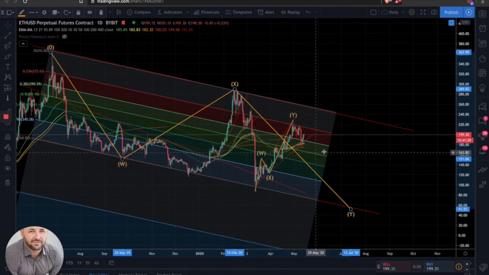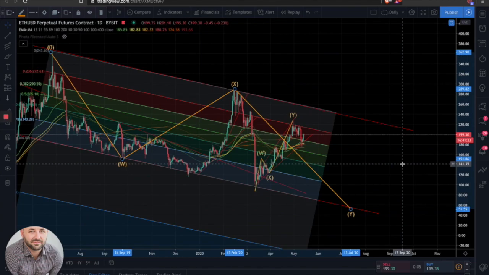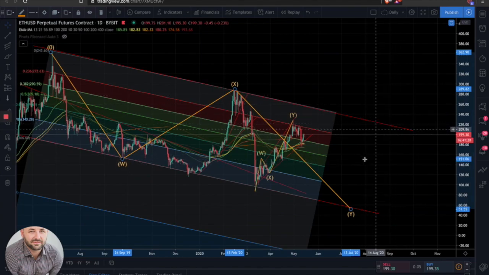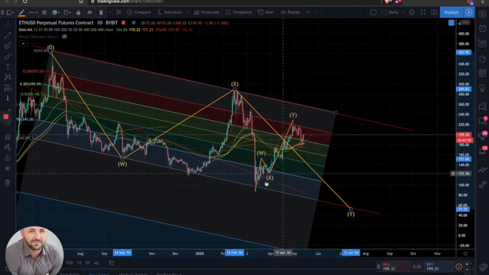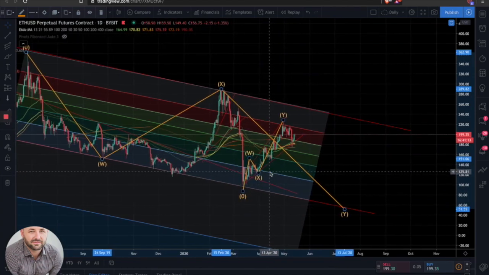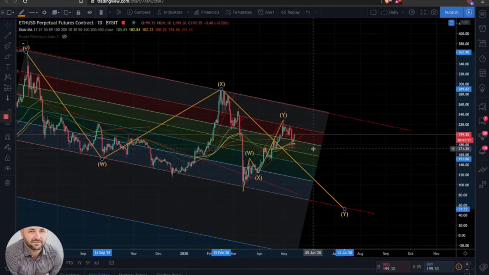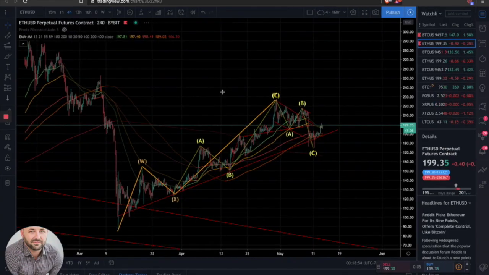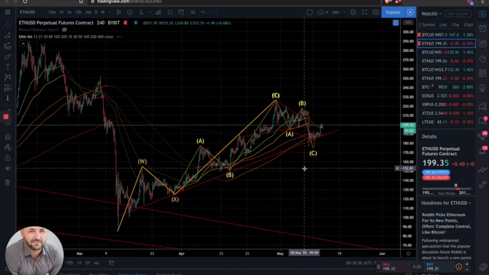So this is definitely something to pay attention to as we continue to play around within this descending channel from the high of the $362 mark. It does look all corrective in my opinion. There's always a bull and a bear count, and that's what we want to pay attention to as we continue to go through this. So let's jump over here to the 4-hour.